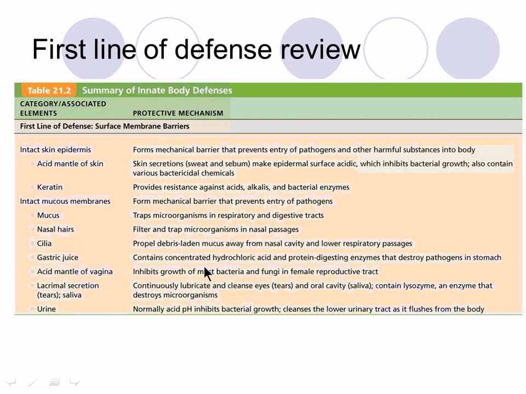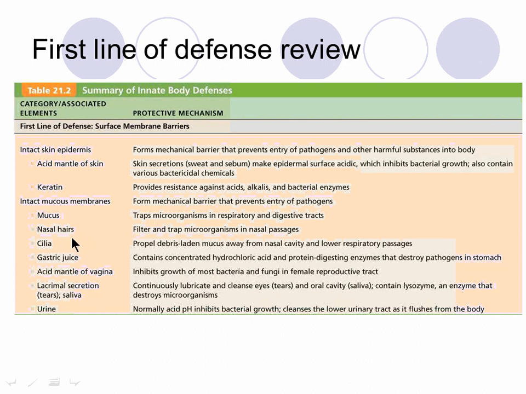So here is a really good slide taken from your book. I'm not going to go over that. You can go through this and see the first line of defense. For example, it tells you about the skin and mucous membrane. When you look at this first line of defense, remember skin and mucous membrane. See what the skin does, how the skin secretions help, what keratin does. And then the mucous membranes are the ones that produce mucus.